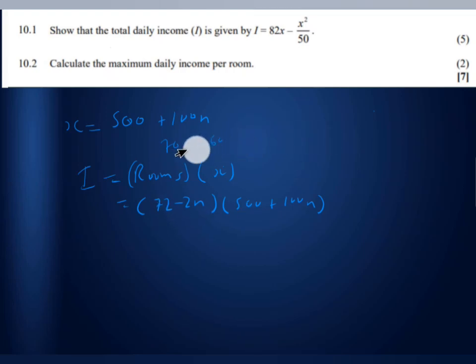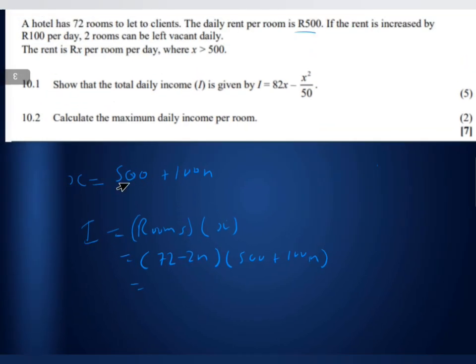That's the logic. In order to get the income, it's just the price times the number of rooms. So we know the number of rooms is going to decrease by 2 every day, and the prices are going to be increased by 100 rands every day. So if you want to increase or decrease something daily, you can easily use this formula. This should just be your mentality from now on.